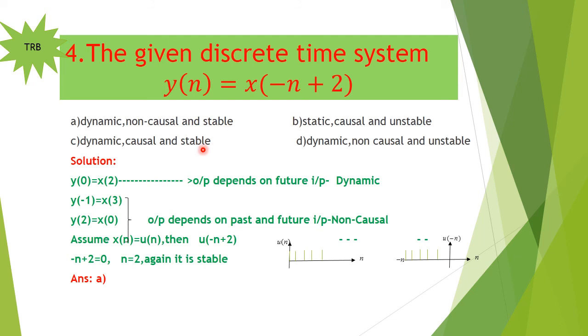Then here we have to check the stability. For checking the stability, we have to assume the input signal as a unit step input. So x of n is equal to u of n. That means u of minus n plus 2. So again we know it is a stable signal. u of minus n plus 2 is a stable signal. So the output is a stable output. So option A is the right answer.